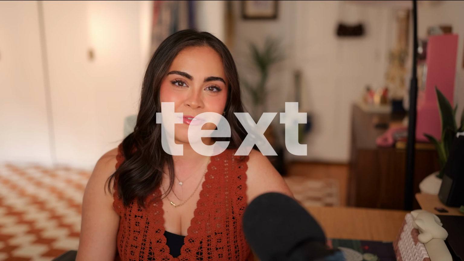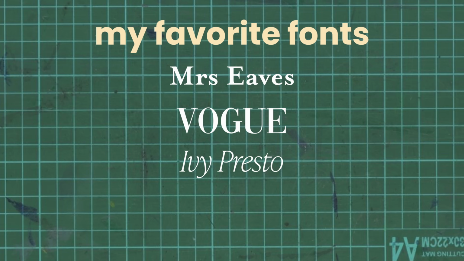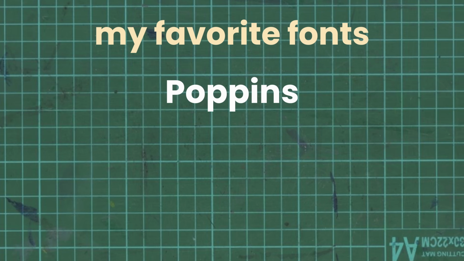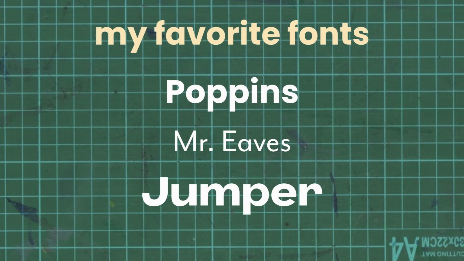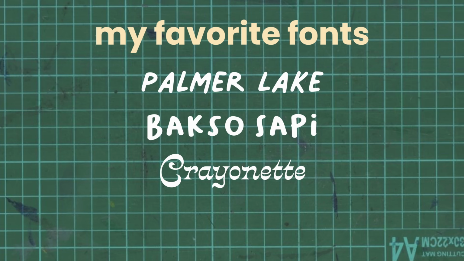I do put a lot of text in my videos. And the way I usually use text is to emphasize, to add more context, or to point something out. My favorite serif fonts are Mrs Eaves, Vogue, Ivy Presto, and New Kansas. My favorite sans serif fonts are Poppins, Mr Eaves, and Jumper. My favorite fun fonts are Palmer Lake, Boxo Sapi, Crayonet, and Gawit.